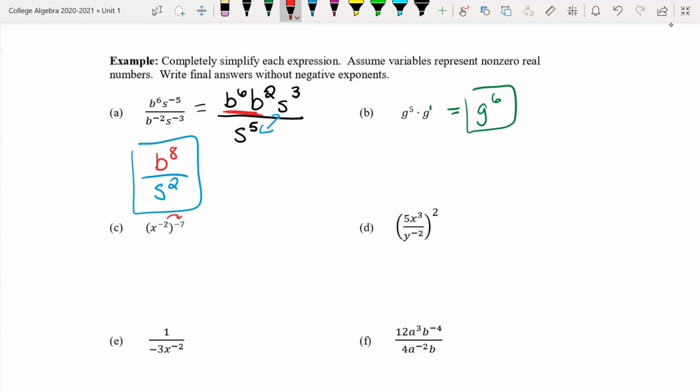If you have a power to a power, you're multiplying. Negative 2 times negative 7 is a positive 14, so I get x to the 14th.